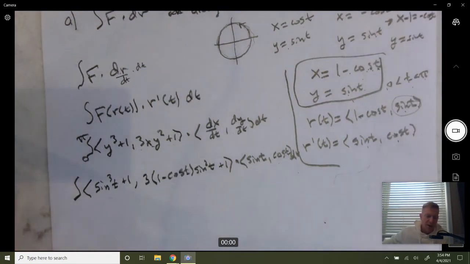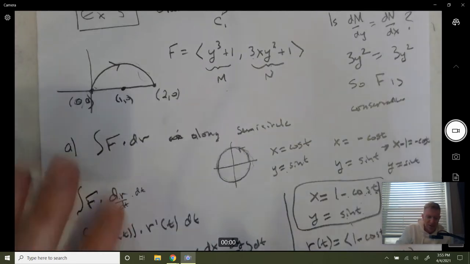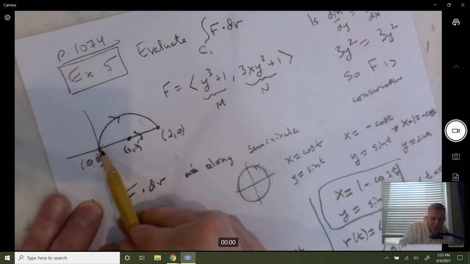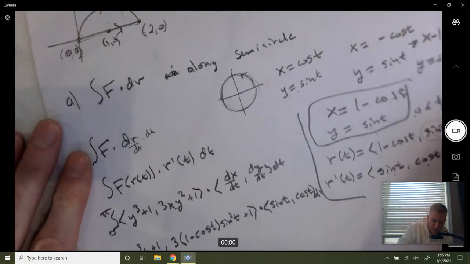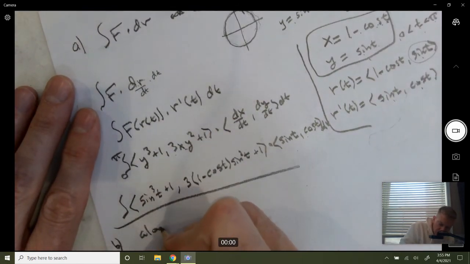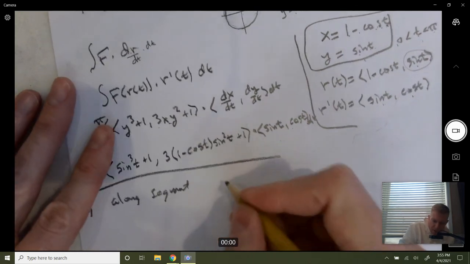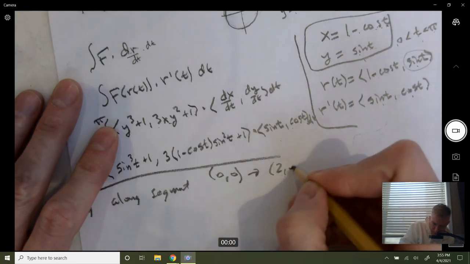Okay. Our next option, since it's a conservative vector field, which means this integral is independent of path, I could pick a different path. I could pick this path right here. I could parametrize the line segment from (0, 0) to (2, 0) and just go straight across this way. So option 2, along the segment (0, 0) to (2, 0).